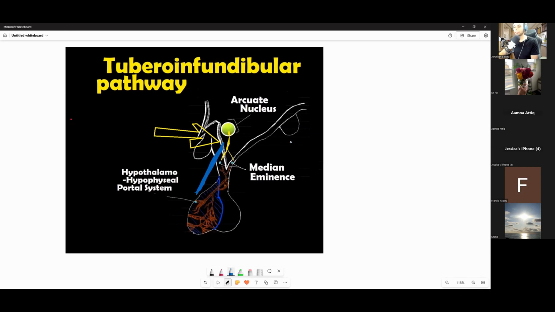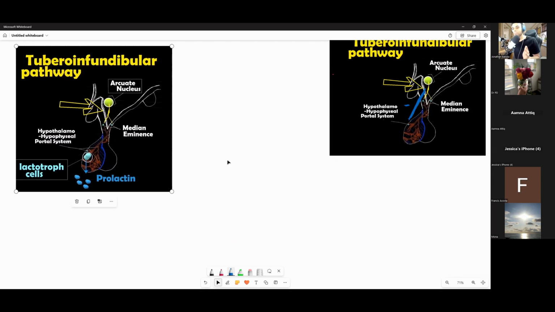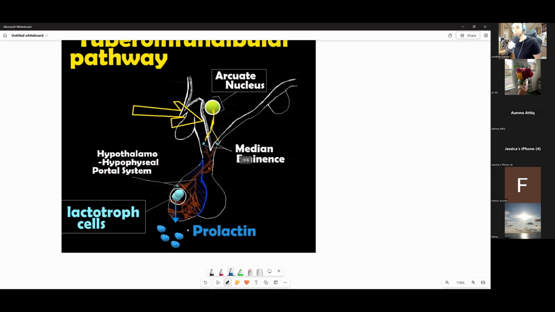So dopamine here is going to inhibit the release of prolactin. When you end up releasing prolactin, you then inhibit GnRH. So prolactin does have an inhibitory effect. And if it inhibits GnRH, we need to know something important: GnRH stimulates FSH and LH. Hopefully we remember this. I'm going to show you this image here. If we look at this image, you can see that the lactotrophic cells are releasing prolactin.